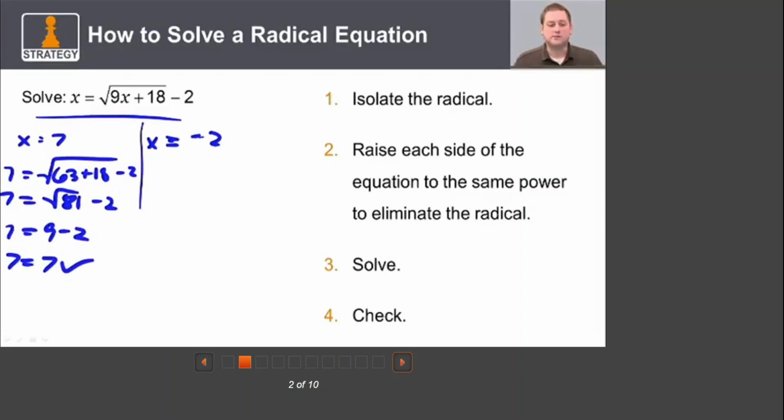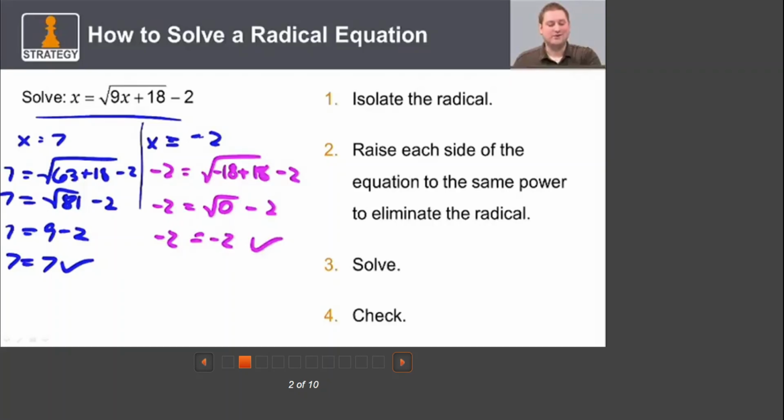What about x equals negative 2? Negative 2 is equal to the square root of 9 times negative 2, or negative 18, plus 18, minus 2. Negative 18 plus 18, that's just 0. So I end up with the square root of 0 minus 2. Well, the square root of 0 is 0. So 0 minus 2 is negative 2. And we see that that works out. So we can solve a radical equation by isolating the radical, getting rid of the radical by raising both sides of the equation to the same power, and then just solving the equation that remains.